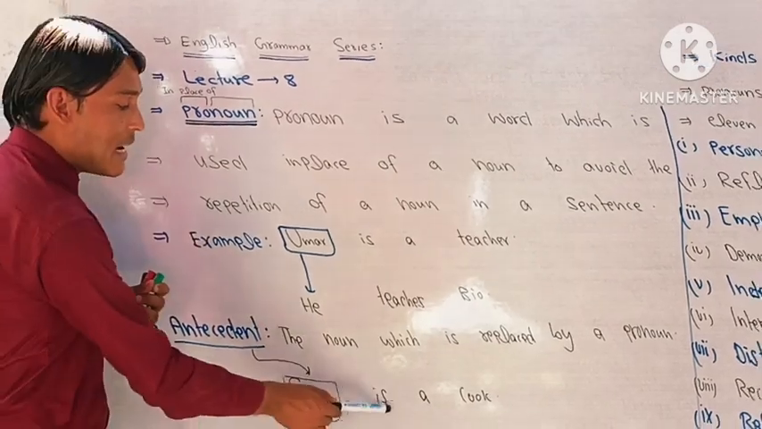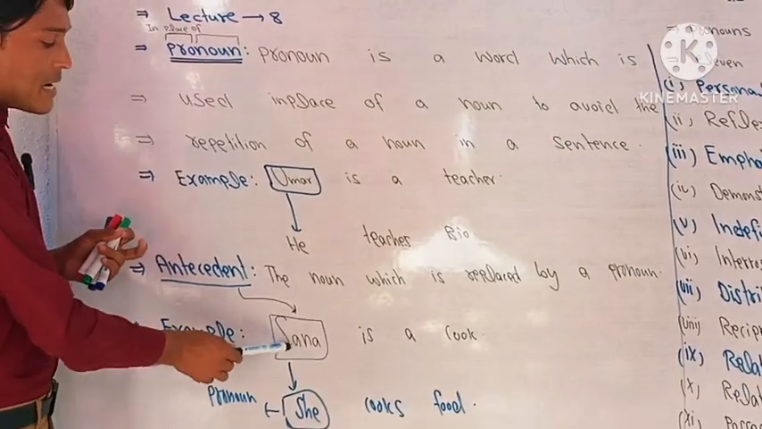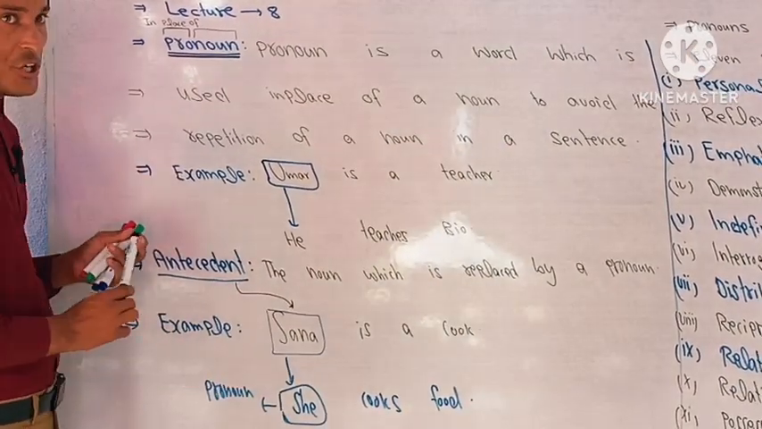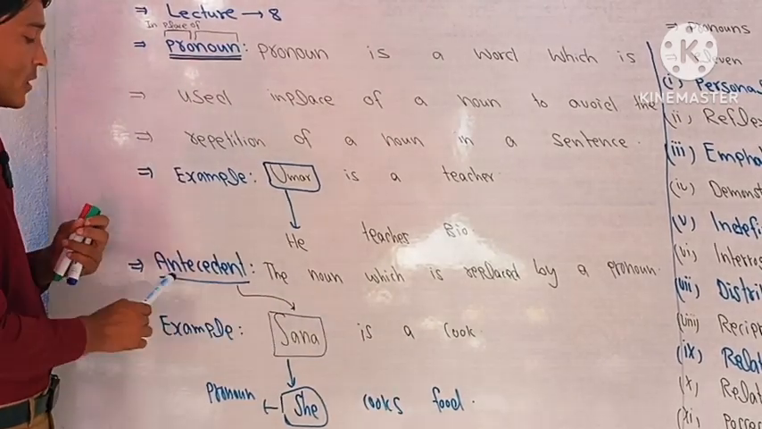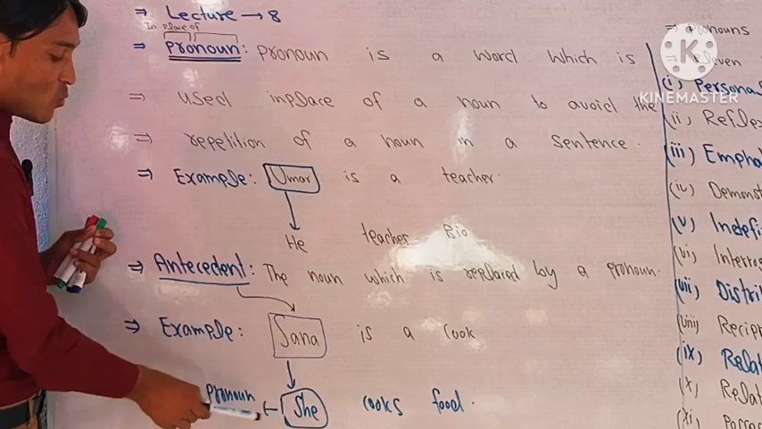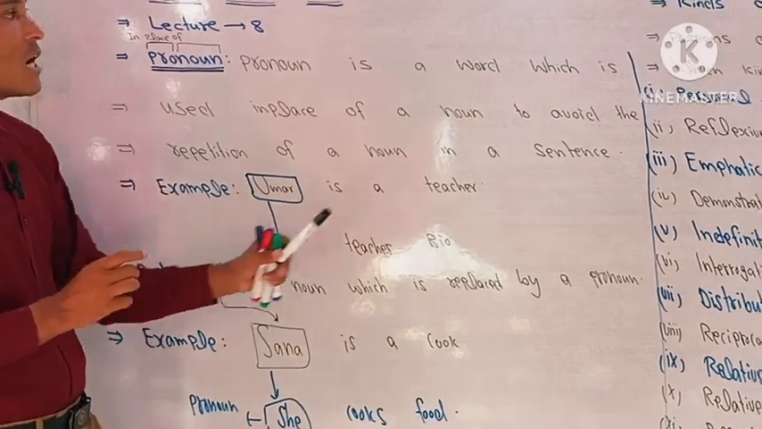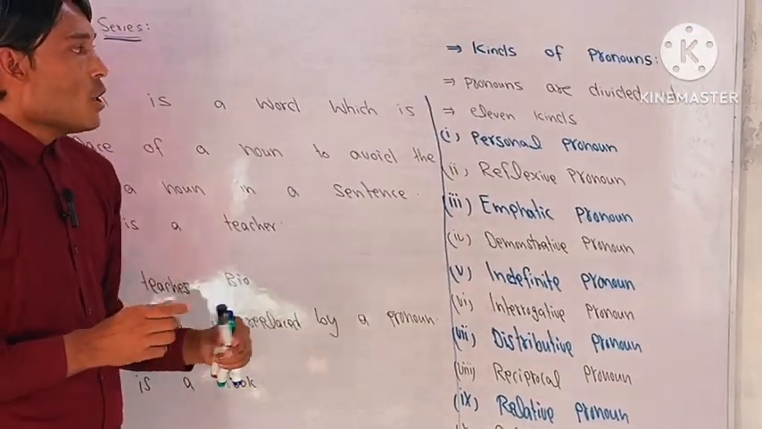Next we have Sana is a cook. Sana is a noun which is replaced by the pronoun she. So she is what? A pronoun. She cooks food. Here Sana is what? Antecedent. And she is what? She is a pronoun.